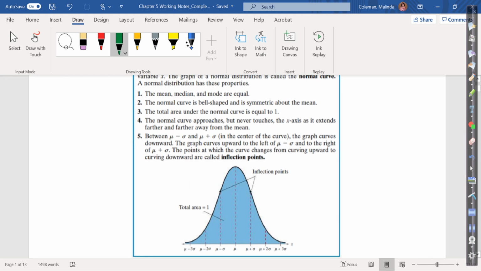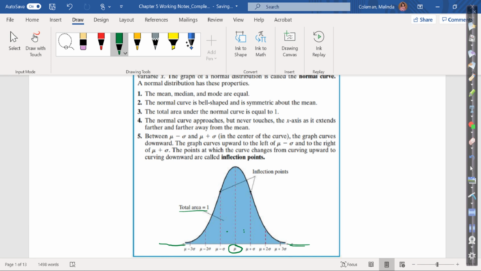The mean, the median, and the mode are all equal. The normal bell shape is going to be the picture. It's also going to be symmetric about the mean. There's our mean. The total area under the curve is equal to 1. The normal curve approaches but never touches the x-axis. You can see it gets closer and closer to the x-axis on both sides, but it never touches.